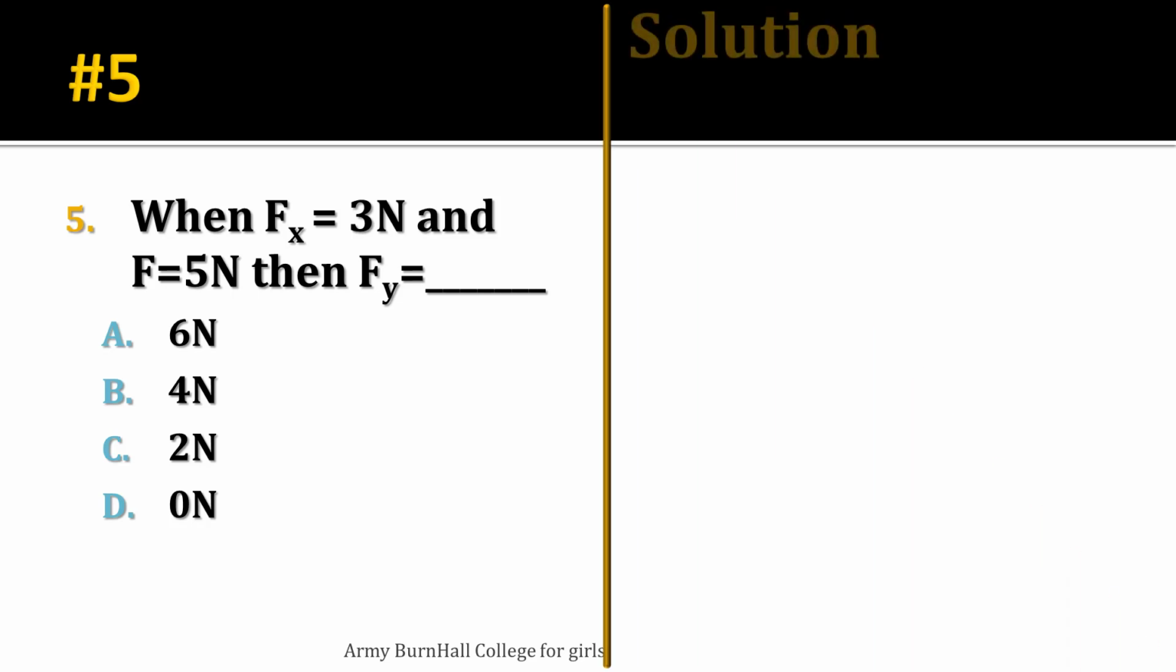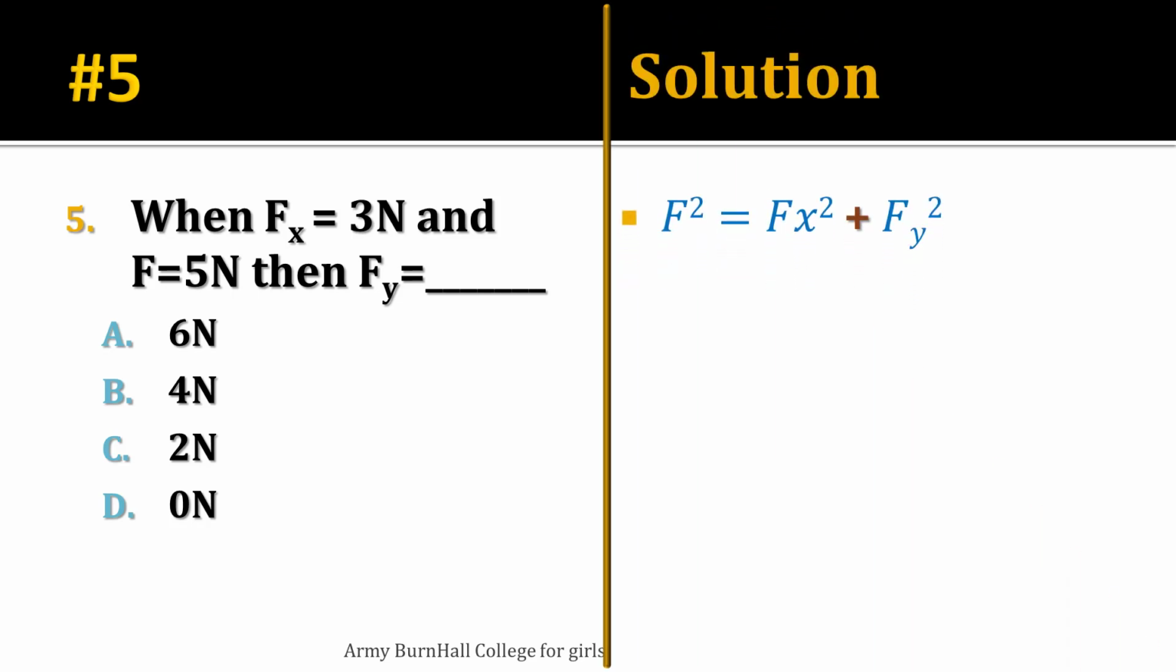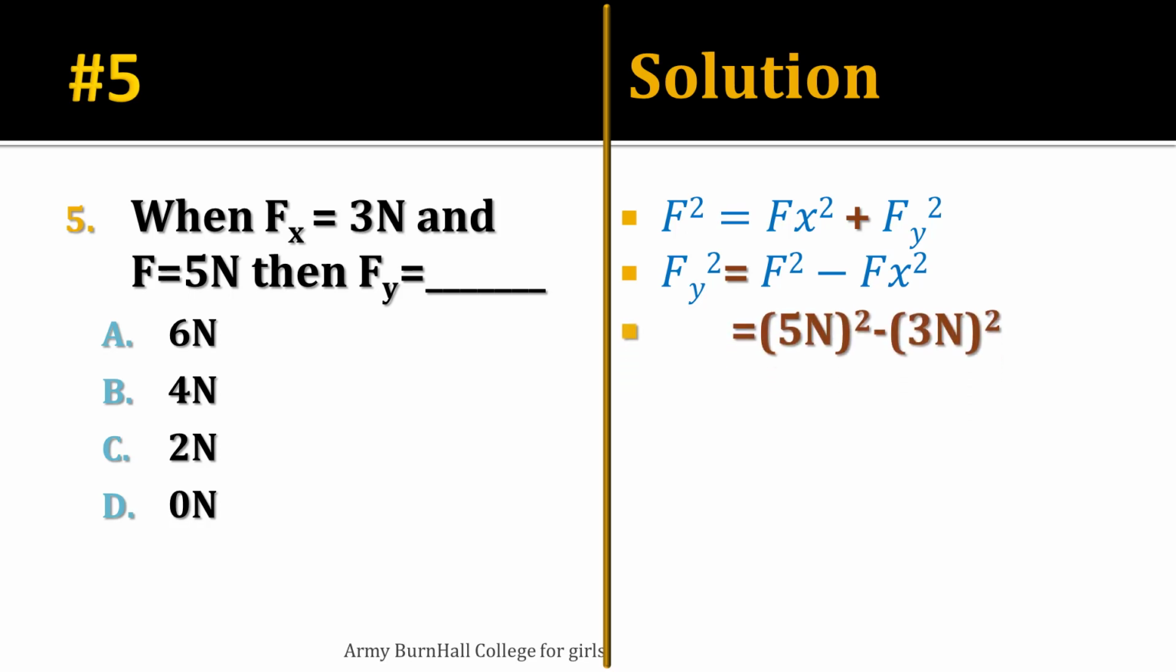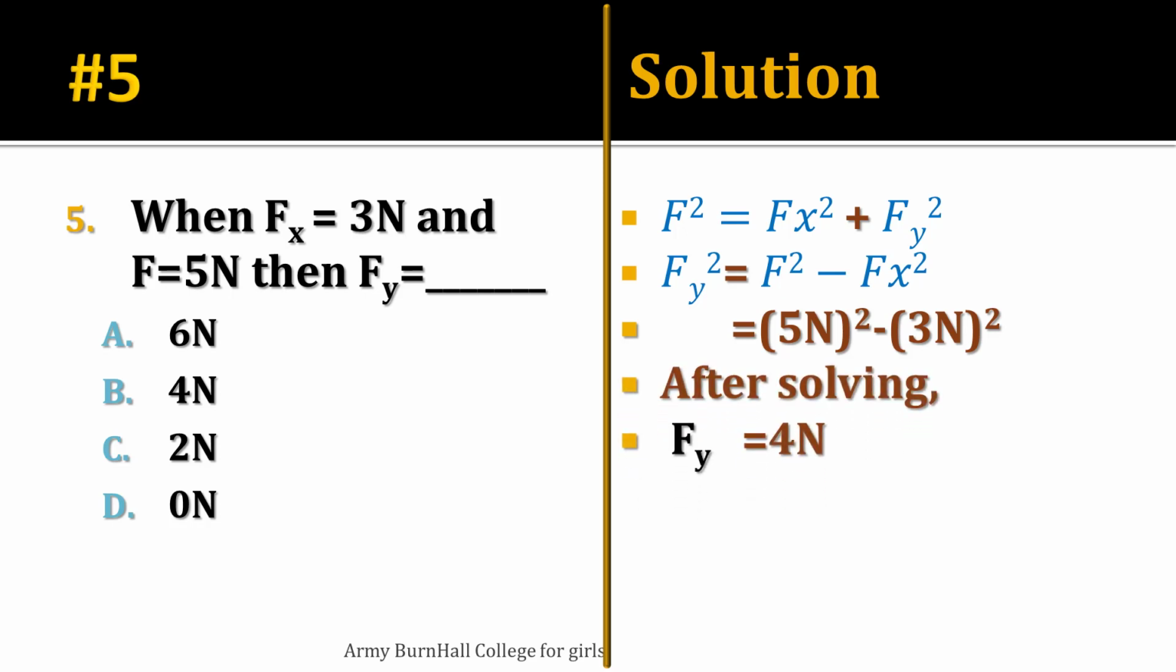We will simply use the same formula which we have used for magnitude: F square is equal to Fx square plus Fy square. F is given, Fx is given, so we can separate out Fy: Fy square is equal to F square minus Fx square. Putting the values, we get 5 Newton square minus 3 Newton square. We will subtract the values and take under root on both sides. We get Fy is equal to 4 Newton. So the correct option is option B, 4 Newton.